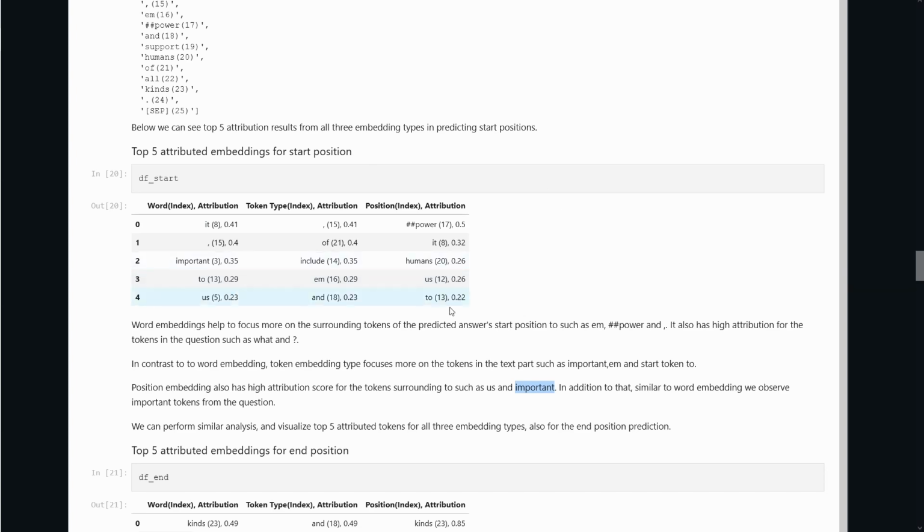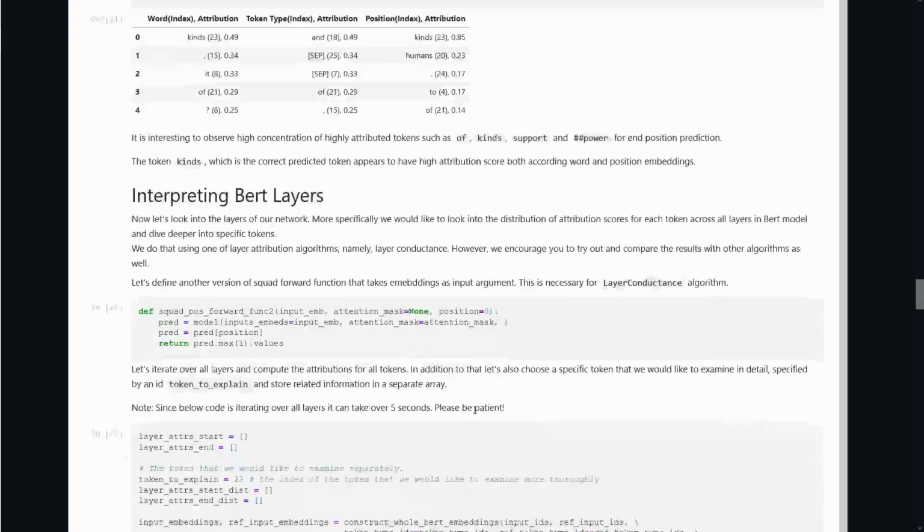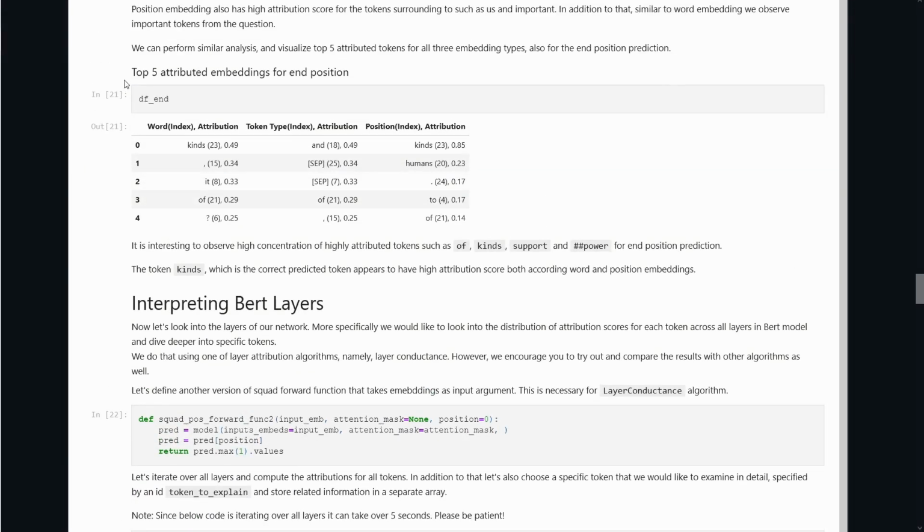Now for the end position, the top 5 attributed embeddings for the end position. Here we go. And you know that given our ground truth, the end is "kinds". This is found by the word and by the position index "kinds". Yeah, beautiful. And you see the token type does not even have "kinds" in the top 5.